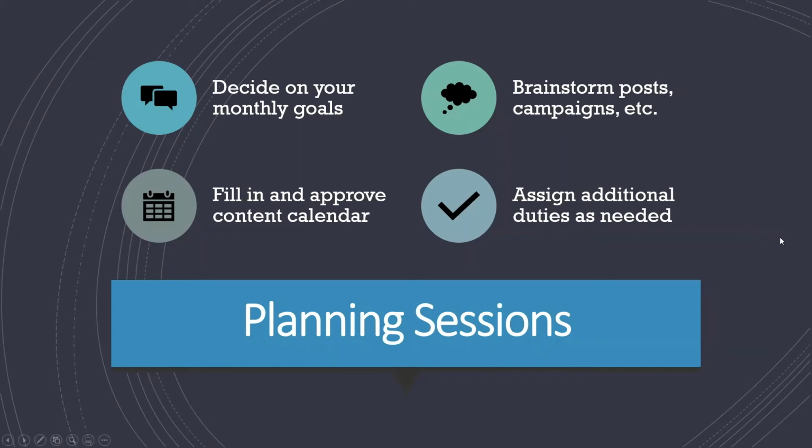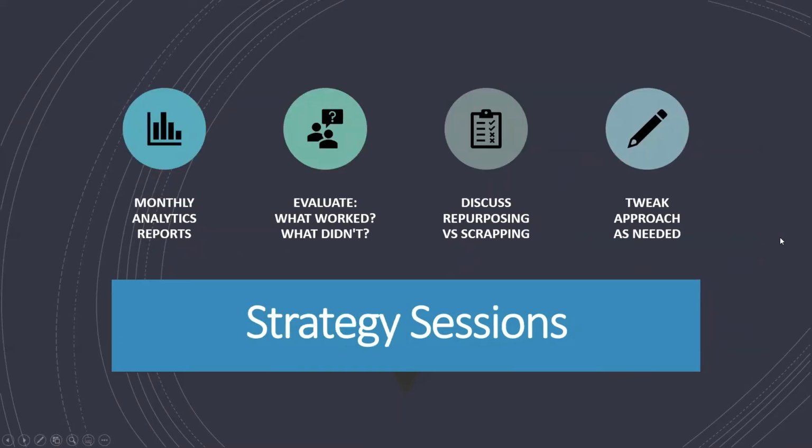Now, on top of the planning sessions, you need to be having strategy sessions. These typically come at the end of a particular part of time. So let's just say, for example, at the beginning of the month for the next month, you might have your planning session. So if you're planning for the month of October, you might want to have your planning session at the beginning of September. And your strategy session for October would be at the beginning of November.